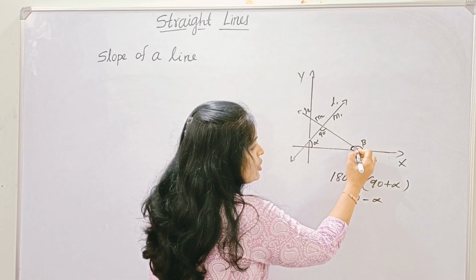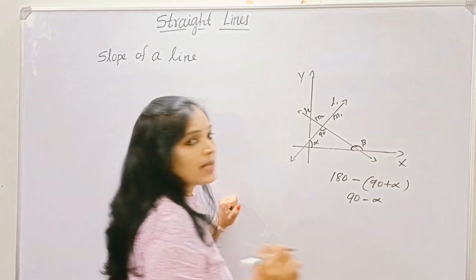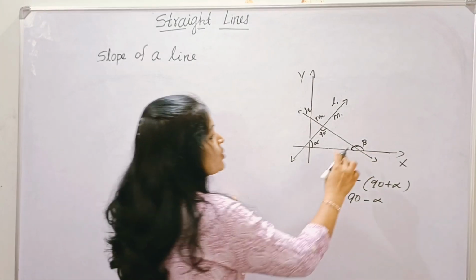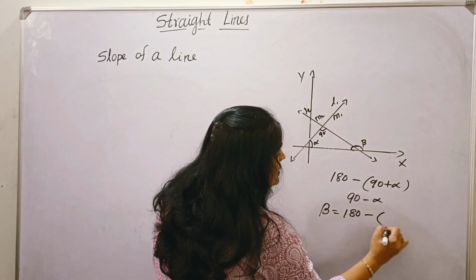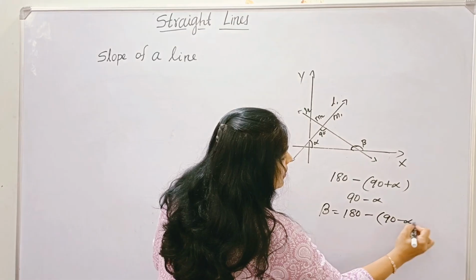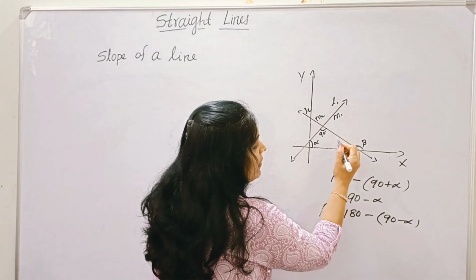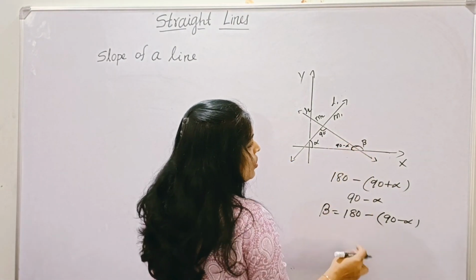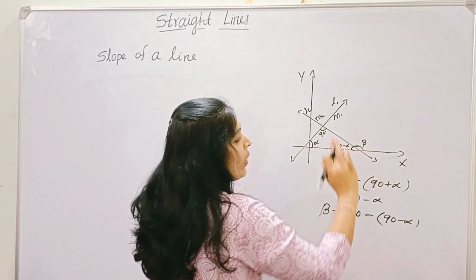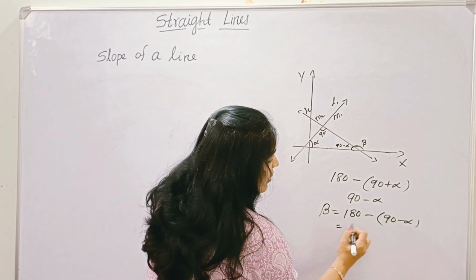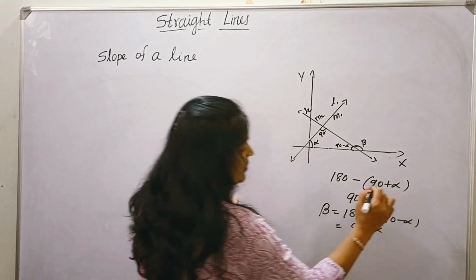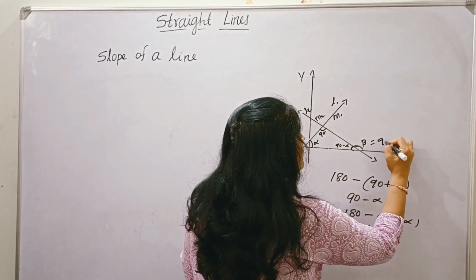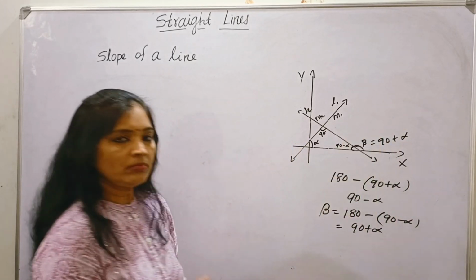And see here, these two angles are supplementary, that is, their sum is 180 degrees. So this beta is nothing but 180 minus (90 minus alpha), that is 180 minus 90 plus alpha. So beta is equal to 90 plus alpha.